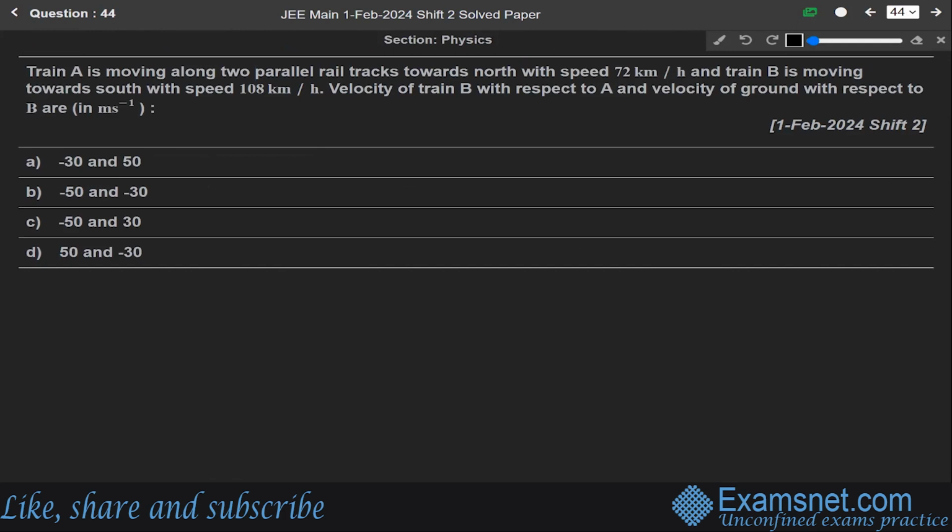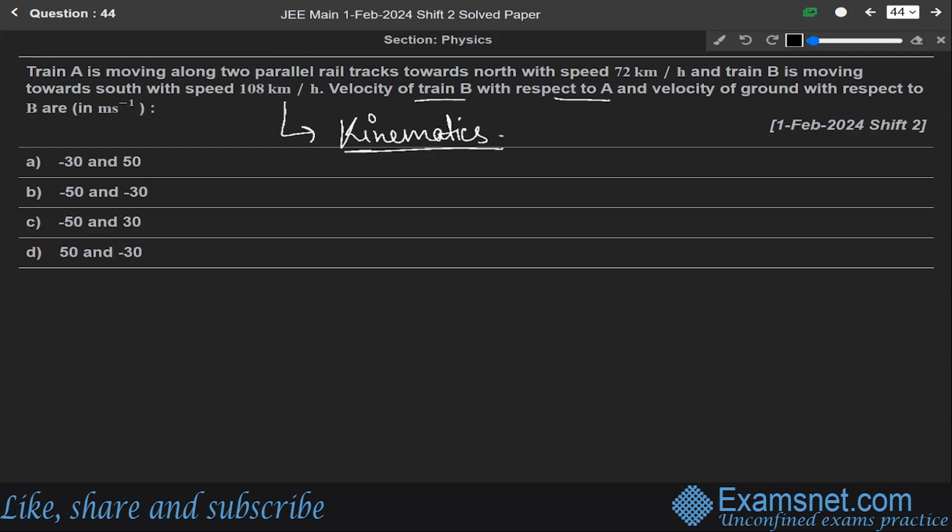Now next question, 44. A train A is moving along two parallel rail tracks towards north with a speed of 72 km per hour, and train B is moving towards south with a speed of 108 km per hour. We have to find the velocity of train B with respect to A and the velocity of ground with respect to B. Now this question is from the chapter of kinematics.